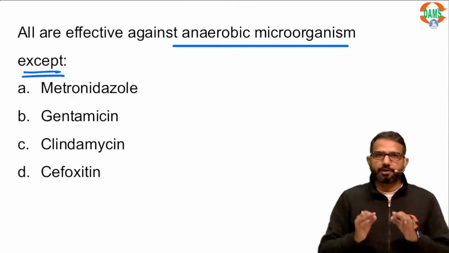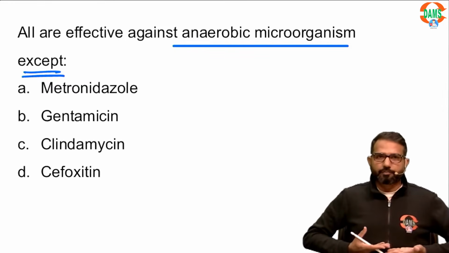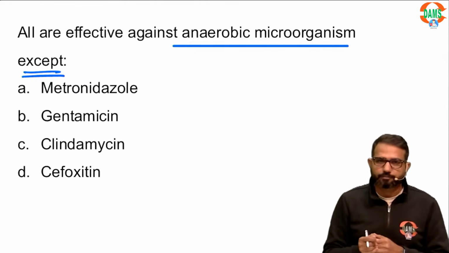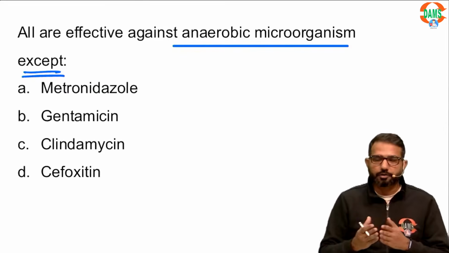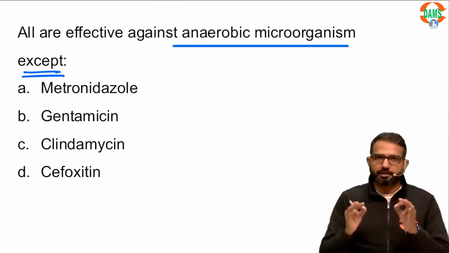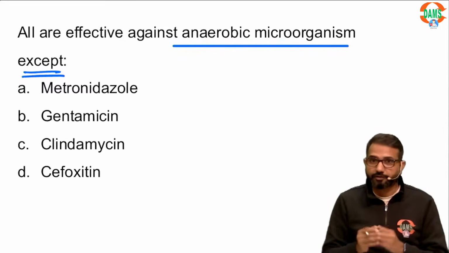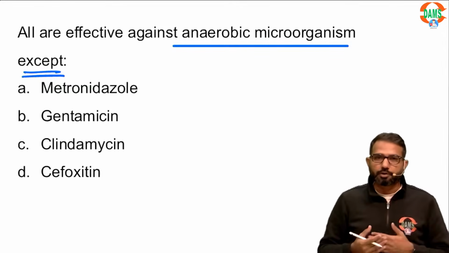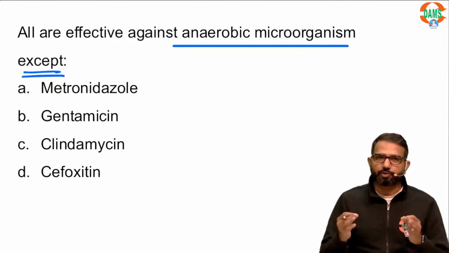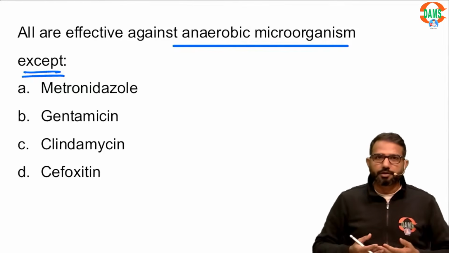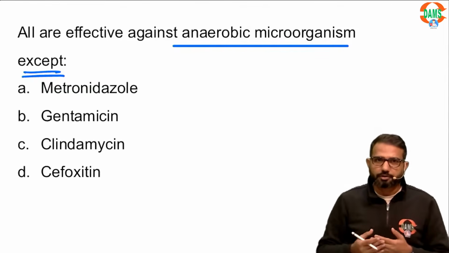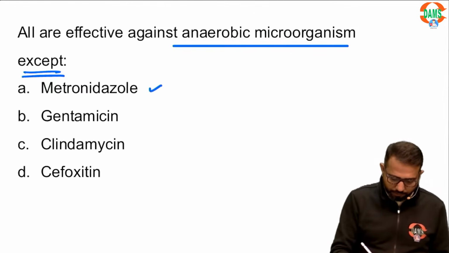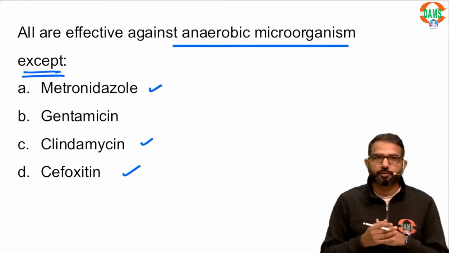Remember a simple trick. Above the diaphragm, the better drug is clindamycin or some cephalosporin. Below the diaphragm, the better drug is metronidazole for anaerobic infection. Remember metro for below and clinda for above. So in chest infection, anaerobic pneumonia, we use clindamycin. We can use cefoxitin, but below the diaphragm we use metronidazole. We use these for anaerobic infection.